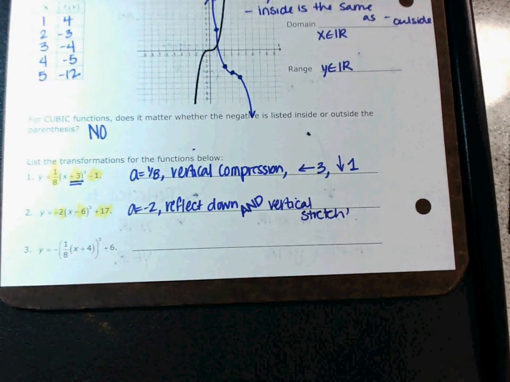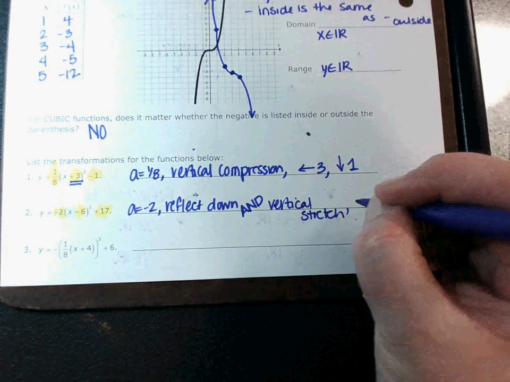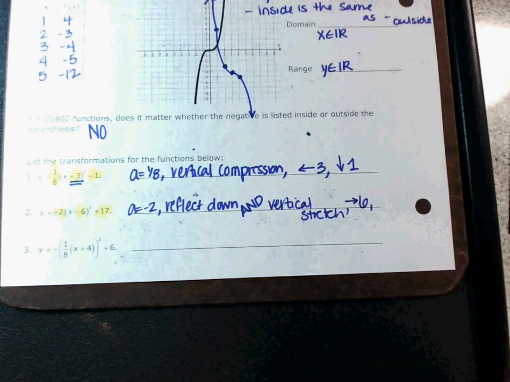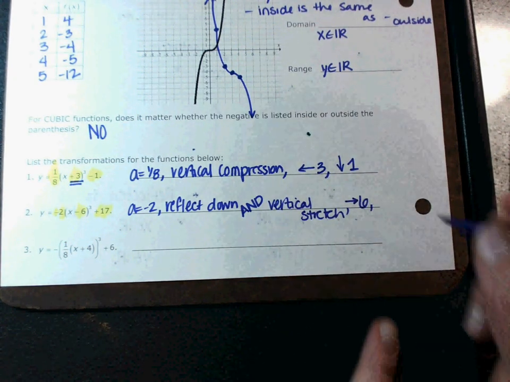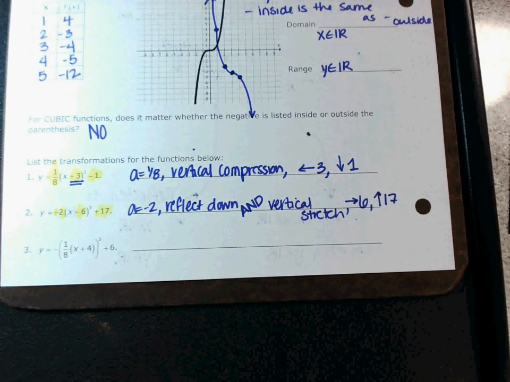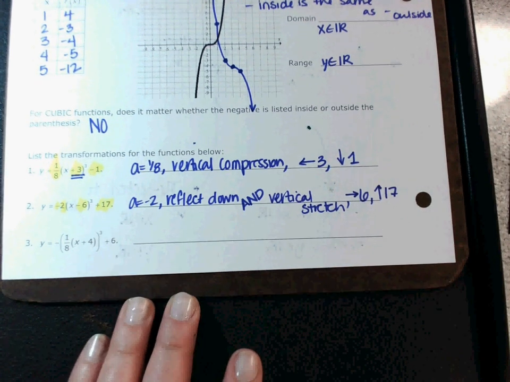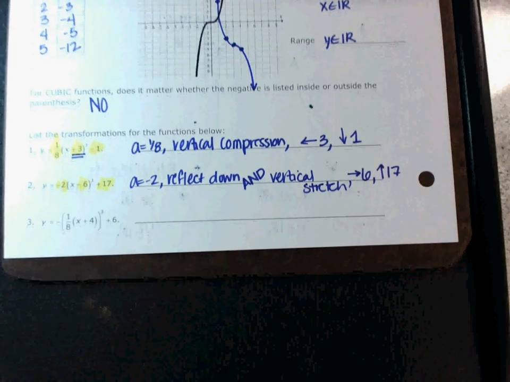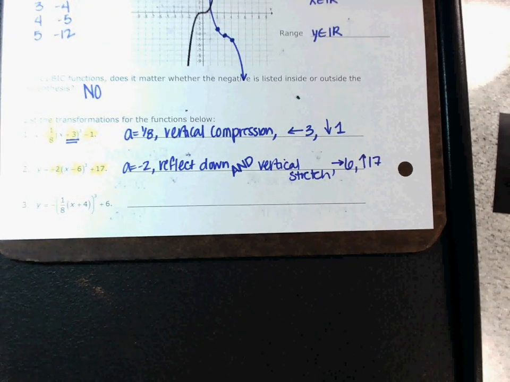Okay, then your last 2 changes, I have a -6 that translates it to the right 6, and then the +17 translates it up 17. Okay? Alright, next one, take a look at number 3, please.